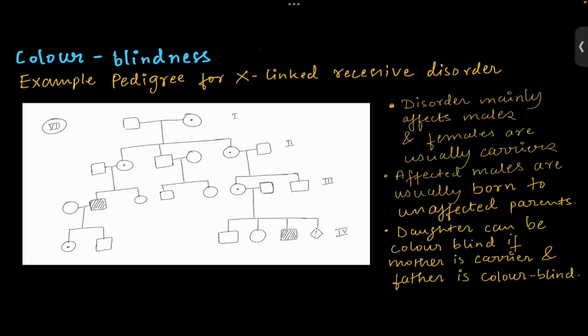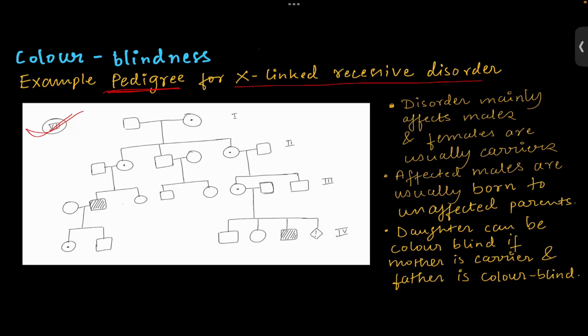This particular image is an example of a pedigree for an X-linked recessive disorder. If we ask a colorblind person questions like how many brothers do you have, how many brothers your father has, or whether your grandfather had the disease or not, by asking these types of questions we can draw a pedigree, and we will get a pedigree like this.